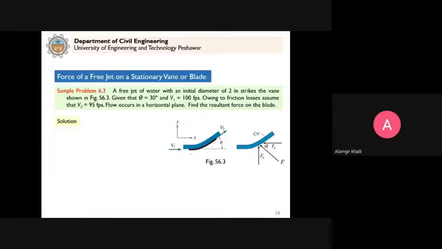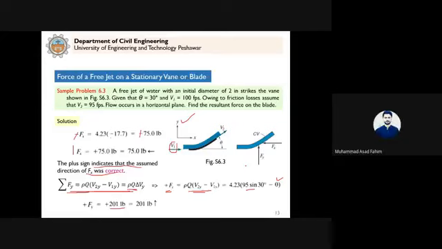Now that we have calculated the two, yes, what is the question? Is there any question?